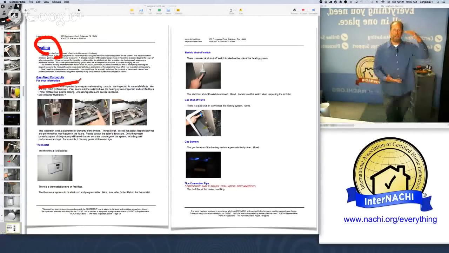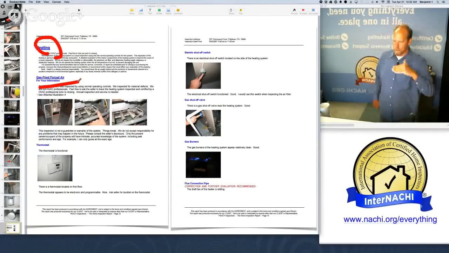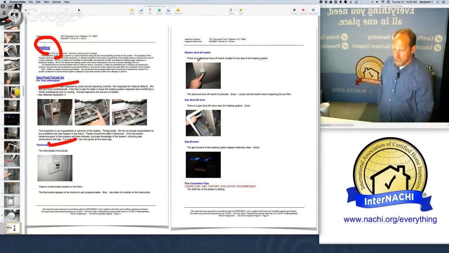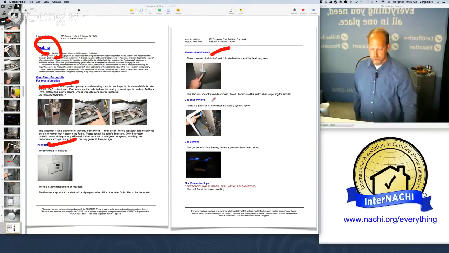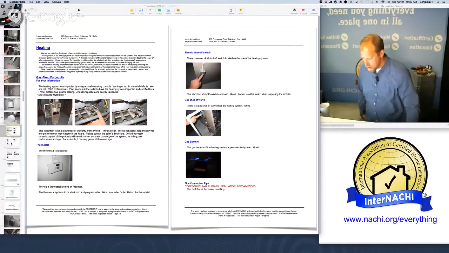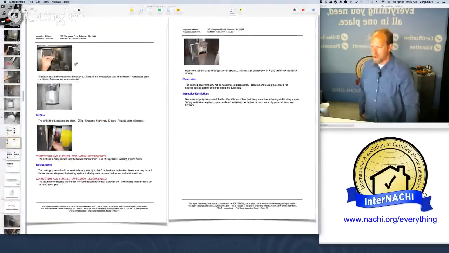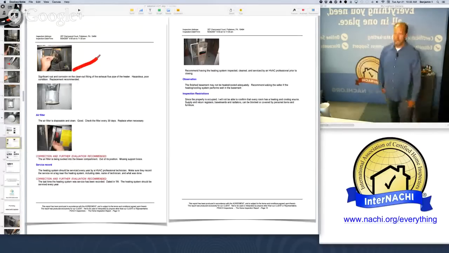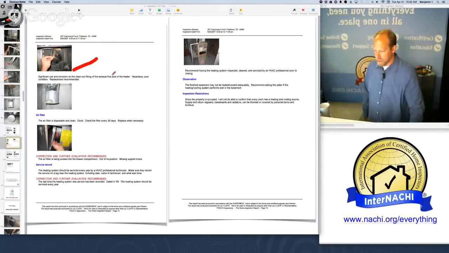I identify the system of the report that I inspected in the home, heating system, and then general information about the type of heating system and the thermostat, electric shutoff switch, gas shutoff valve, gas burners, flue pipe and connection, the draft fan, significant rust and corrosion, and it was rattling, hazardous, poor condition, replacement recommended by professional. Air filter was being sucked into the blower.